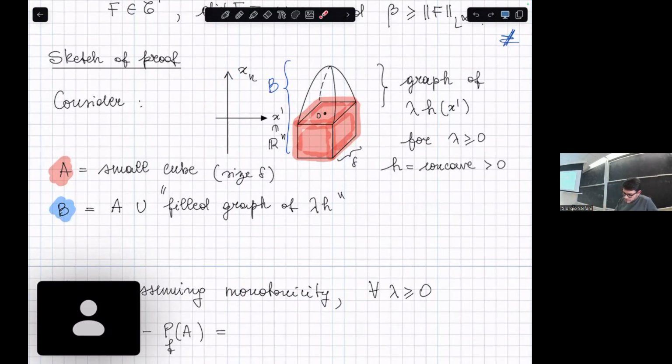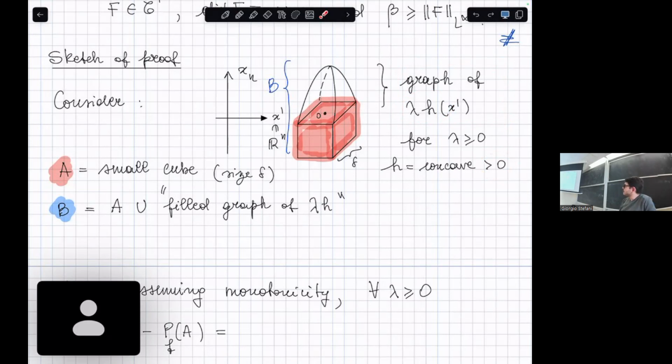And I will put a bump over this facet, which can be realized, just to keep it simple, as the graph of a function over this facet. So it's a bump, the graph of a convex function h, and I will scale this function h by this parameter lambda, lambda bigger or equal than 0. When lambda is 0, then you just get the flat thing. And I will assume that h is a function which is strictly positive.